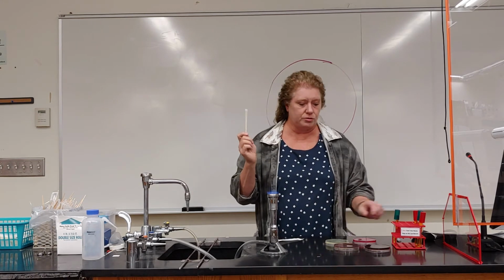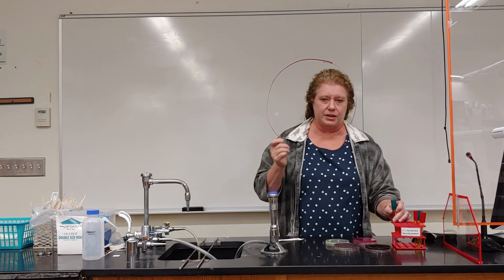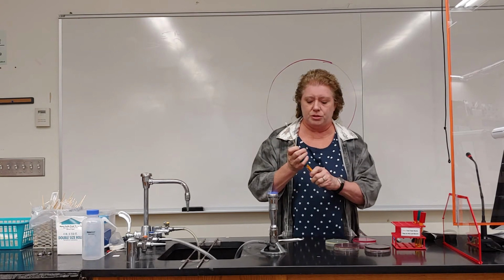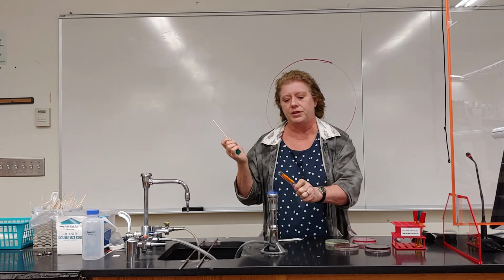So now you're ready. You do not flame this. Obviously, it'll set it on fire, so don't do that. Okay, it is sterile already. Pick up your tube of bacteria. In this case, it's the E. coli. Remove your lid. Remember, use your little finger.